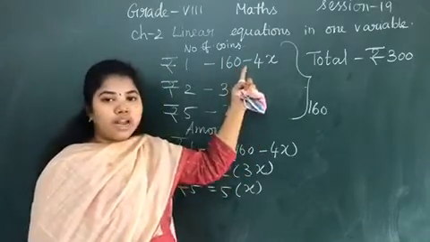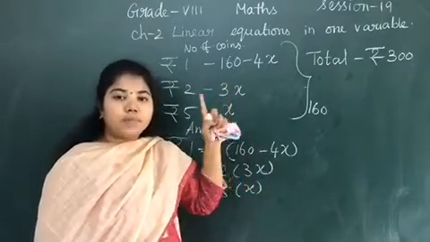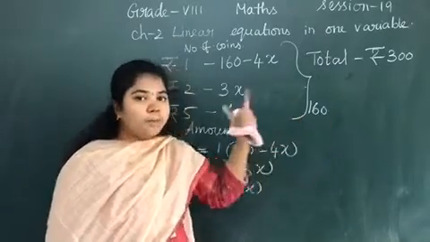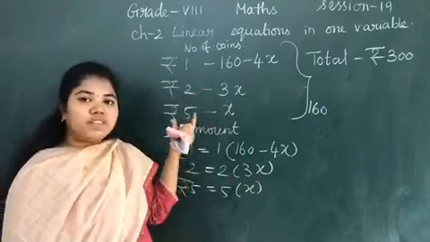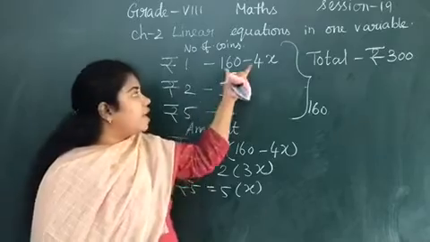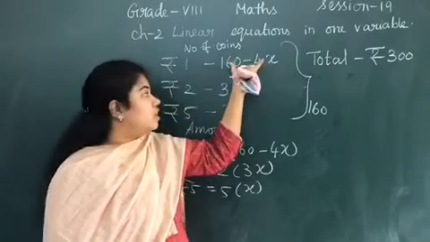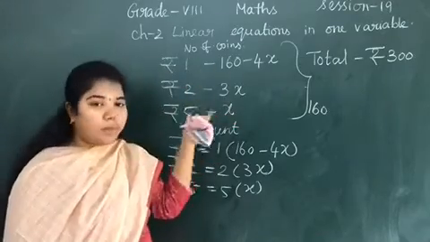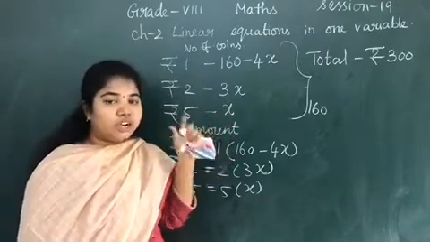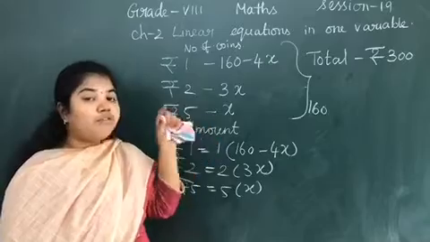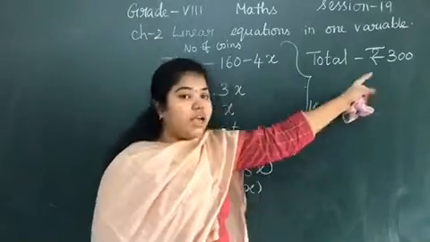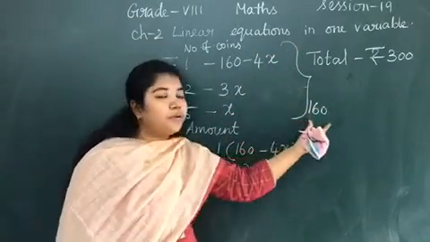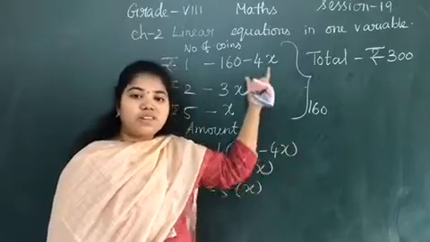Now for the 1 rupee coin I don't have any hint, so let me take the total minus the sum of rupees 2 and rupees 5. So I have arrived at 160 minus 4x. This is the total number of 1 rupee coins. So these all indicate the number of coins. But in the question it is mentioned the total amount is 300. If I add all these, I will be putting equal to 160 only because it is the number of coins.